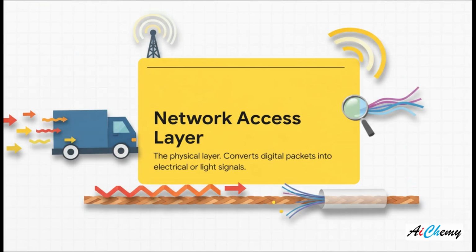And last but not least, the network access layer. This is the physical part. The delivery truck, the mail plane, the whole shebang. This layer takes those digital packets and turns them into actual physical signals. Electricity for cables, light for fiber optics, radio waves for your Wi-Fi, and physically sends them out into the world.